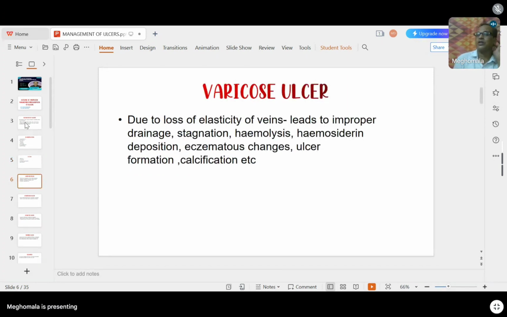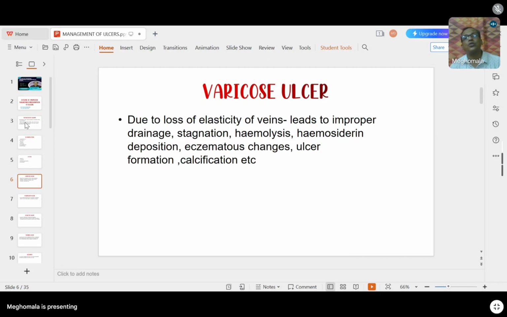Then first is varicose ulcer, what we encounter in our day-to-day practice. Varicose ulcer is very, very common in India, and it is due to loss of elasticity of veins, which leads to improper drainage, stagnation of blood, and then hemolysis. And if there is hemolysis, there is hemosiderin deposition under the skin, which causes irritation of the skin, and there are eczematous changes. And ultimately, if you do not treat, then there is formation of ulcer. And if you do not treat the ulcer, then there may be calcification. It is the course of varicose ulcer in general.